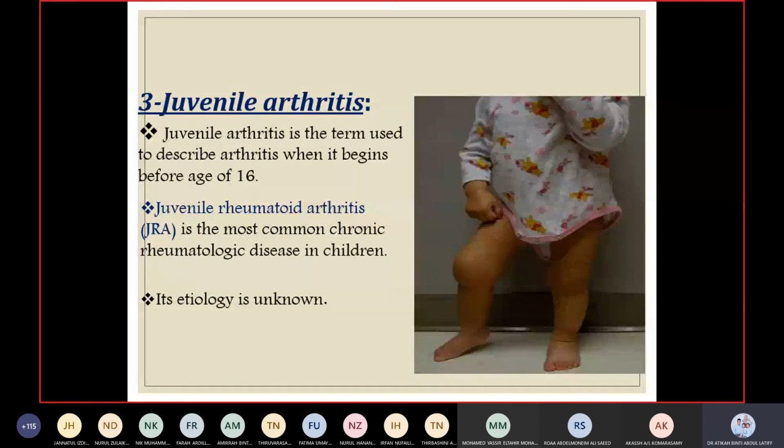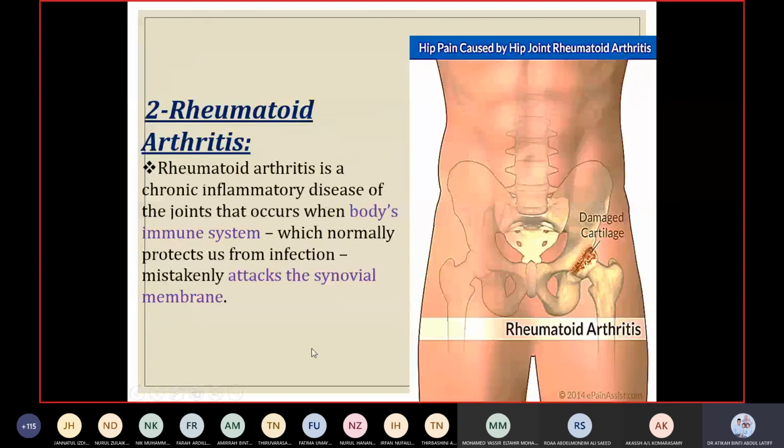Okay, the next form of arthritis is juvenile arthritis. As the name suggests, it is for children. It is a disease in children, but the cause is usually unknown. Similarly to rheumatoid arthritis, it can be genetically inherited, but mostly we don't know. With autoimmune disease, we don't know the cause. It's just that in some people the body's immune system can attack the normal body system.